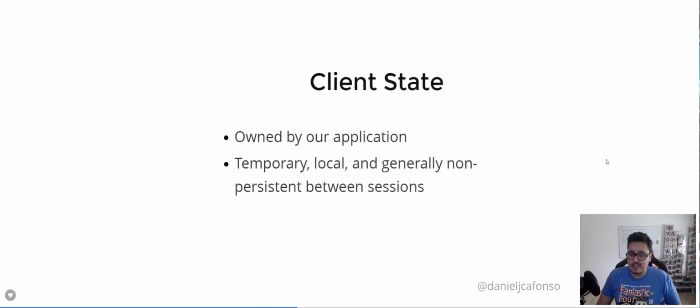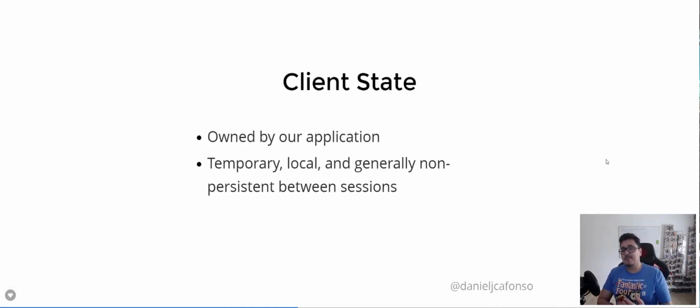Let's start with client state. Client state is the state that is owned by our application. It's often referred to as either client or UI state. This state is temporary, it's local, and generally doesn't persist between sessions.